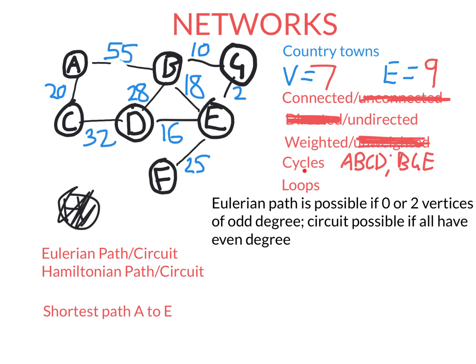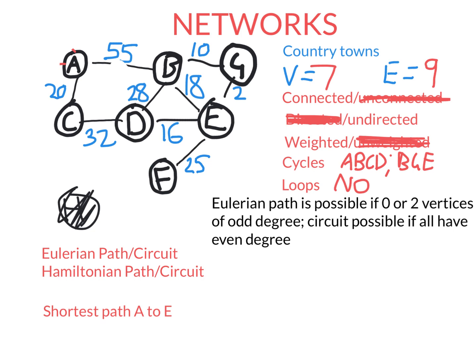So make sure you don't confuse cycles with loops. A loop is actually when you have a vertex connected to itself, when you have an edge that goes from a vertex back to itself. So a loop would look something like that. That's an example of a loop, an edge that goes from A back to A. But I actually didn't include any of those in this network. So this is a network that has many cycles, but it has no loops.